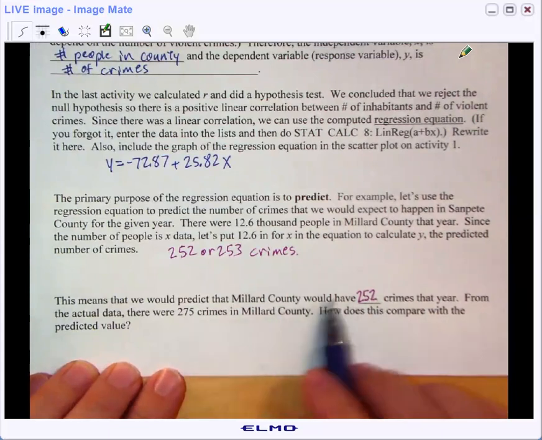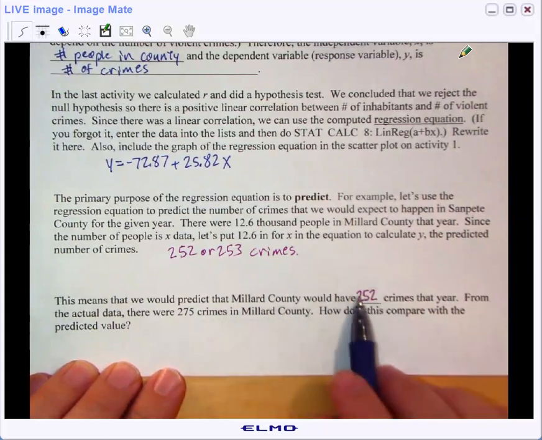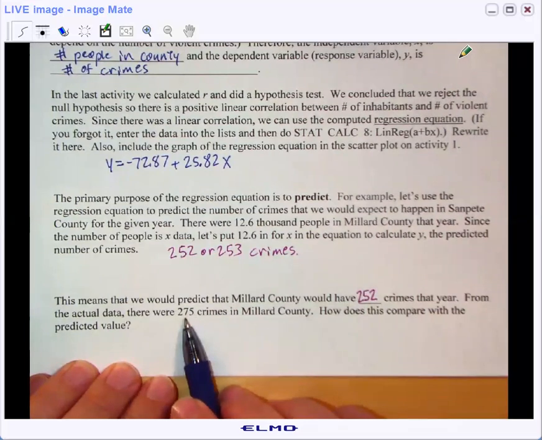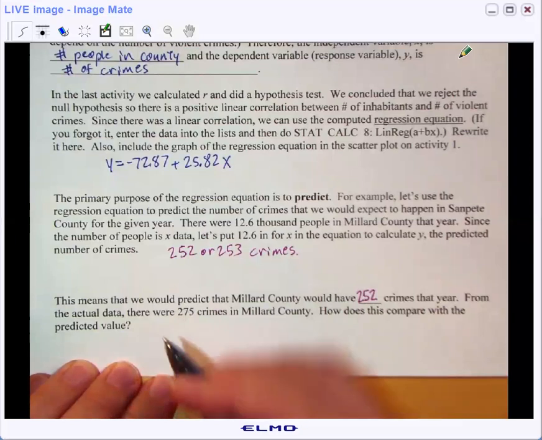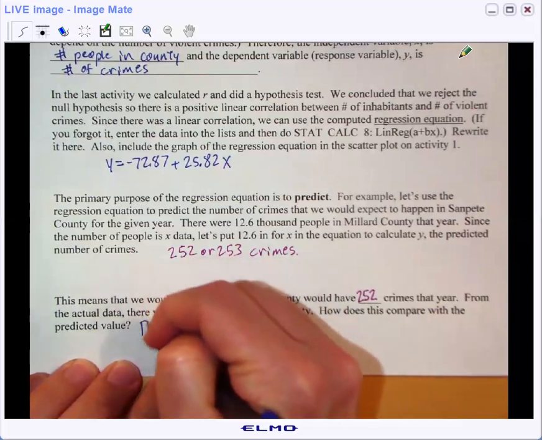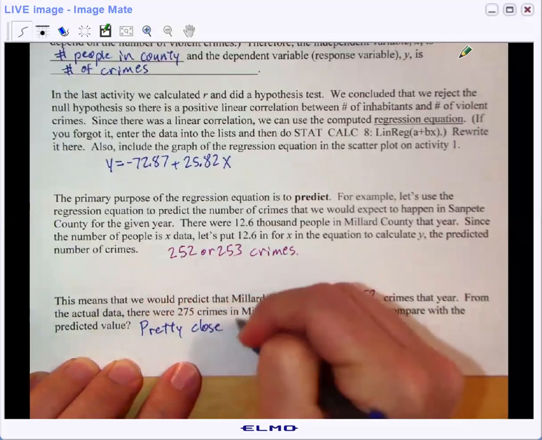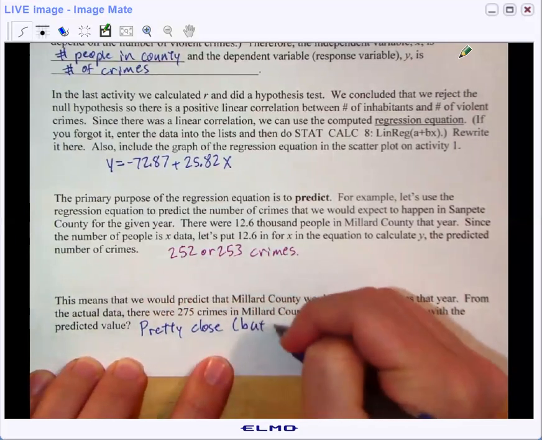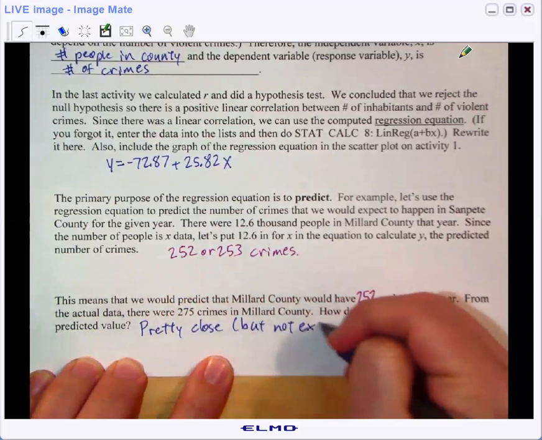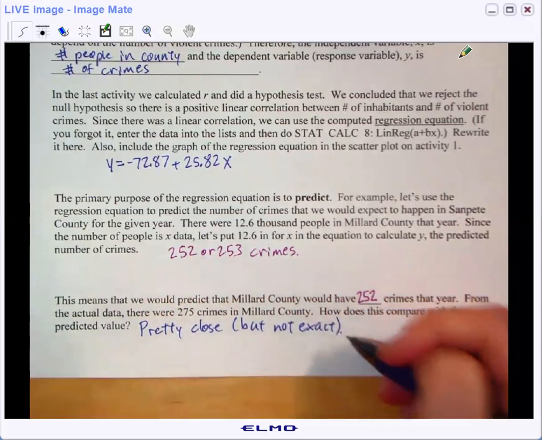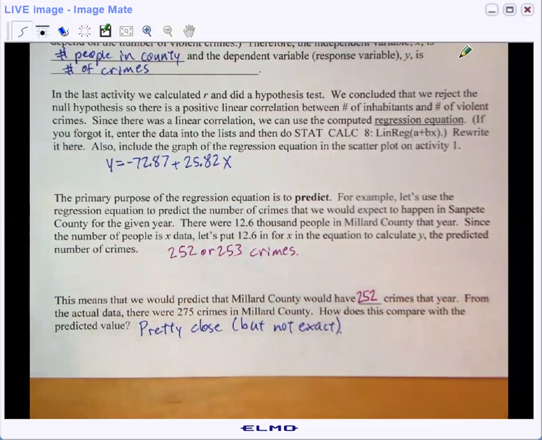And how does our prediction compare to the actual value? That's right, it's pretty close, but not exact. Okay, all right, let's go to our next page.